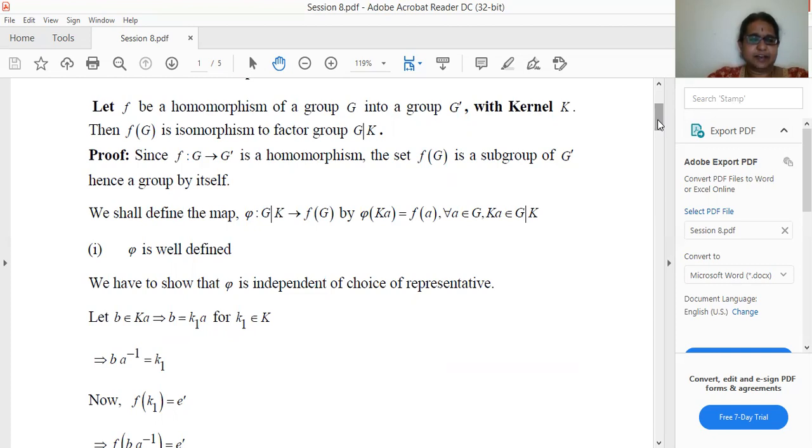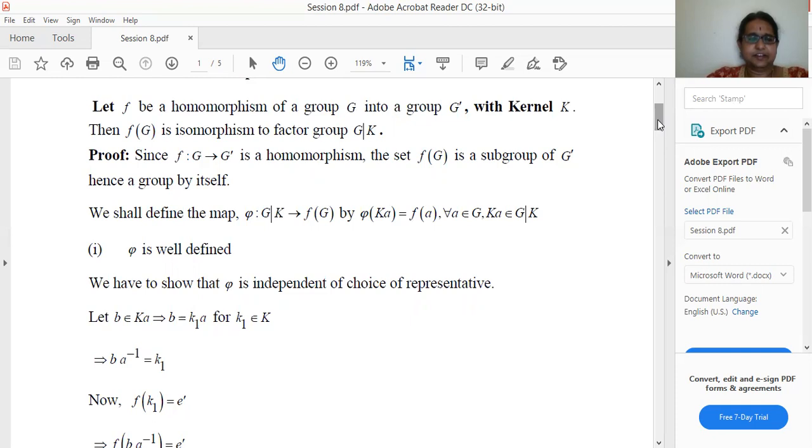Now we shall define the map phi from G by K to F of G. That is, we are defining a map from the factor group G by K to the subgroup F of G by phi of Ka is equal to F of A. And here what we can observe is the elements of the factor group are the cosets, either left coset or right coset. So we are defining the map phi as phi of Ka, here Ka is a coset, is equal to F of A, for all A belonging to G and Ka belonging to G by K.